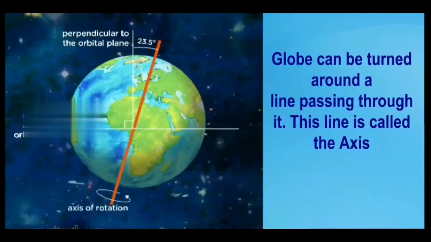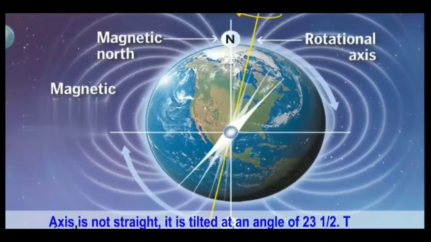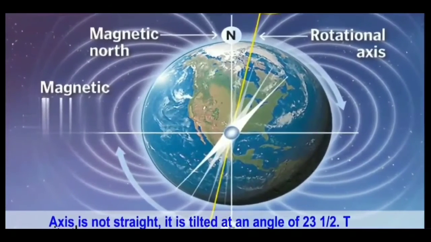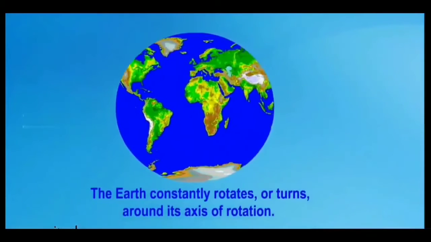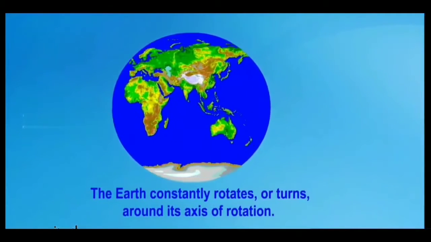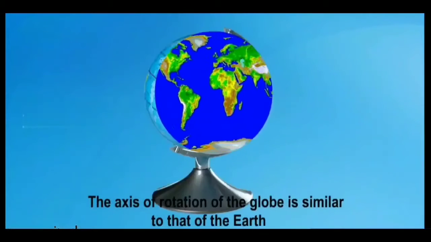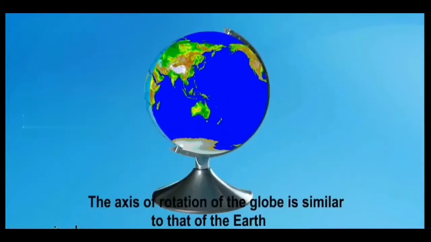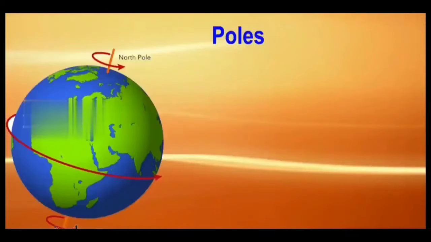The globe can be turned around a line passing through it. This line is called the axis. The axis is not straight, it is tilted at an angle of 23.5 degrees. The Earth constantly rotates or turns around its axis of rotation. The axis of rotation of the globe is similar to that of the Earth.